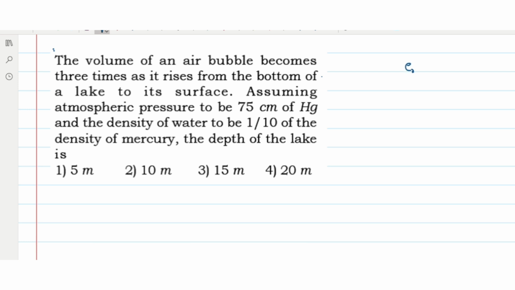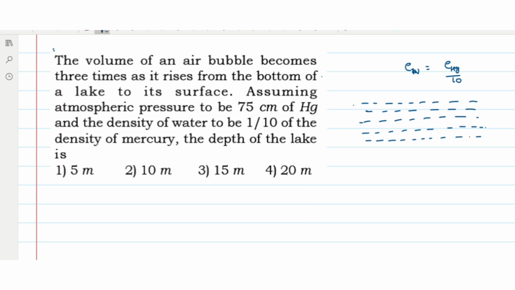So the density of the water is equivalent to the density of the mercury by 10, as given. Here you can take a lake, and the depth of the lake you can take as h.